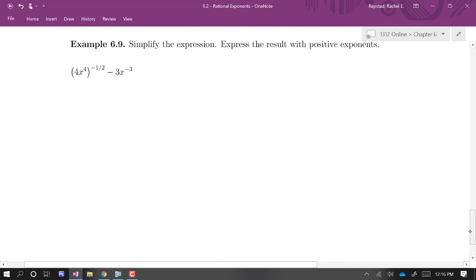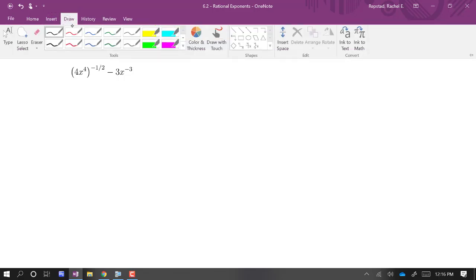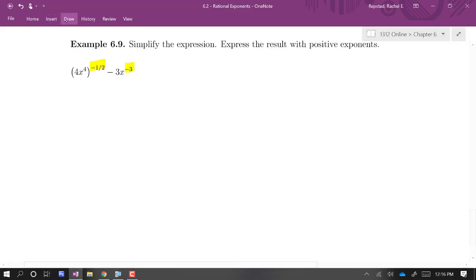Alright, one more. We're going to simplify this expression, and before we start, I'm just going to make a note that we've got to slow ourselves down a little bit. Here we are subtracting some expressions, so I always make sure I'm a little bit extra careful when I see addition or subtraction. I'm going to first deal with the negative exponents that I've got. So in the first part, the 4x to the 4th to the negative 1/2, all of that is to the negative 1/2, so I'm going to throw that whole thing in the bottom and change that to a positive 1/2 power.